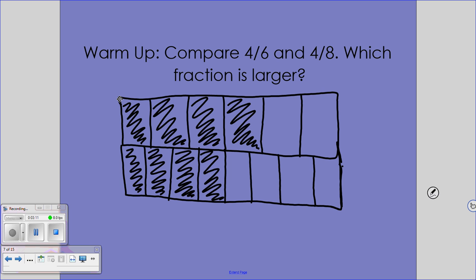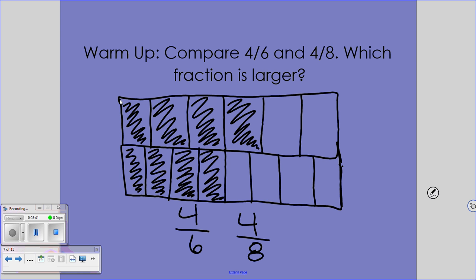We're looking for the fraction to be closer to all the way shaded in. In this case, we can see that 4/6 is very close to being all the way shaded in, all the way to a whole. 4/8 still has a little bit ways to go. So I'm going to write my comparison statement down here. We talked about this in my small group, greater than or less than. We kind of reviewed this. Which way is my greater than or less than symbol going to go?